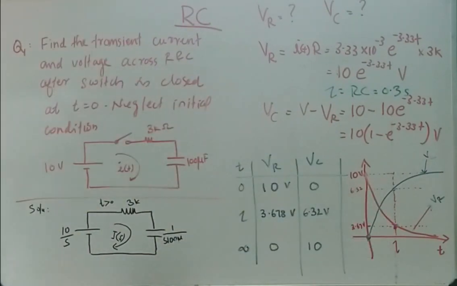As t tends to infinity, the voltage across the resistor becomes 0 and the voltage across the capacitor becomes 10 volt. As t tends to infinity for a DC circuit, the capacitor acts as an open circuit. So the voltage remains constant, and there is no current.